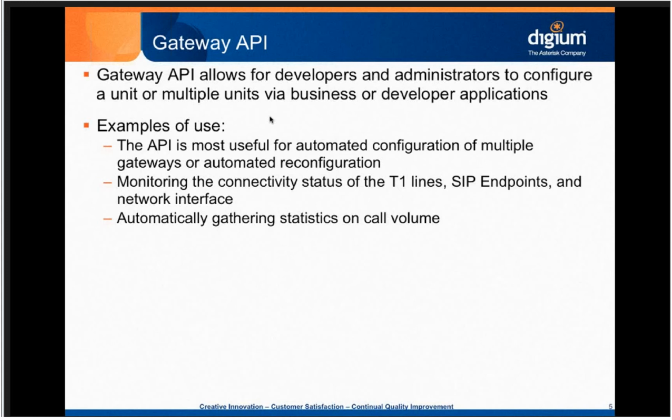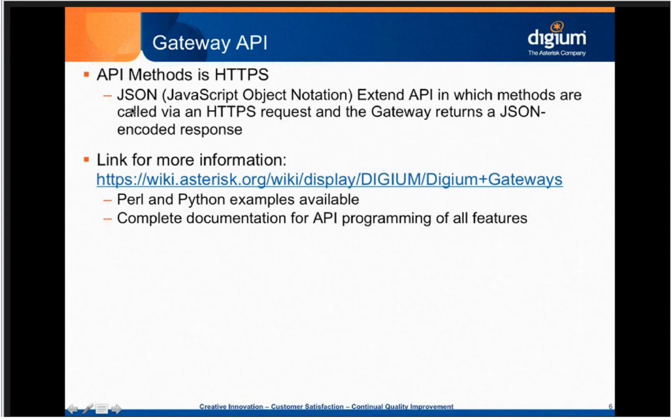You can monitor the status of T1 lines, SIP endpoints, and the network interface. You can gather statistics on how many calls are being pushed through the gateway. This is a really powerful and easy to use API.